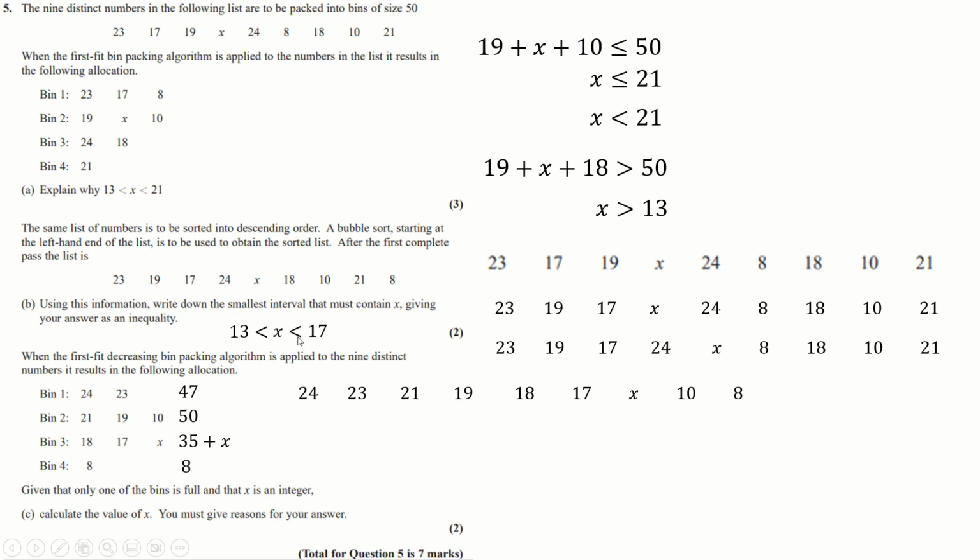Now looking at this, if X is an integer, X can only be 14, 15, or 16. Now it can't be 15 because that would make both these bins full, and it can't be 16 because that would make this bin have 51 in it, which it can't do. So that takes out both of those. And yeah, so X must be 14 via that logic.